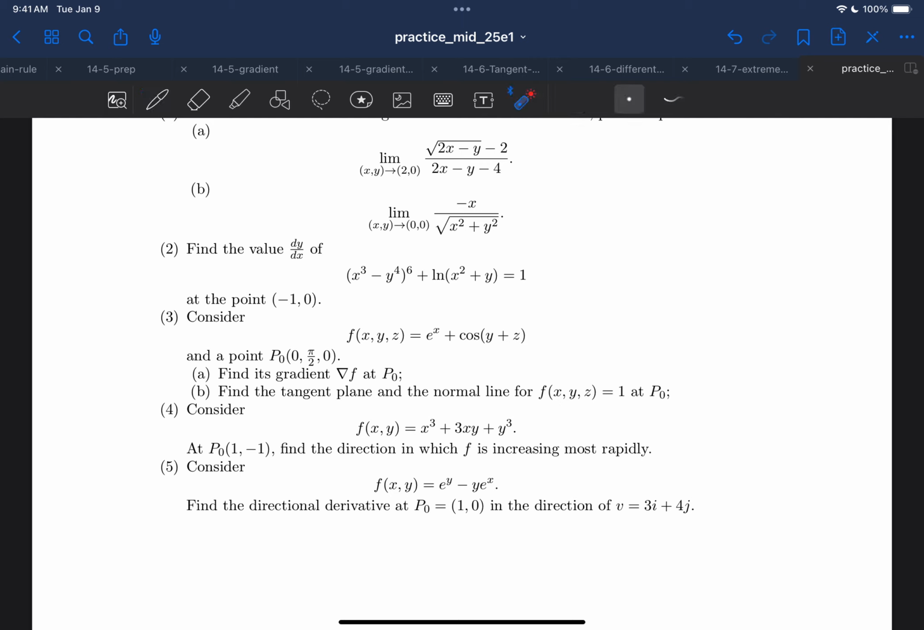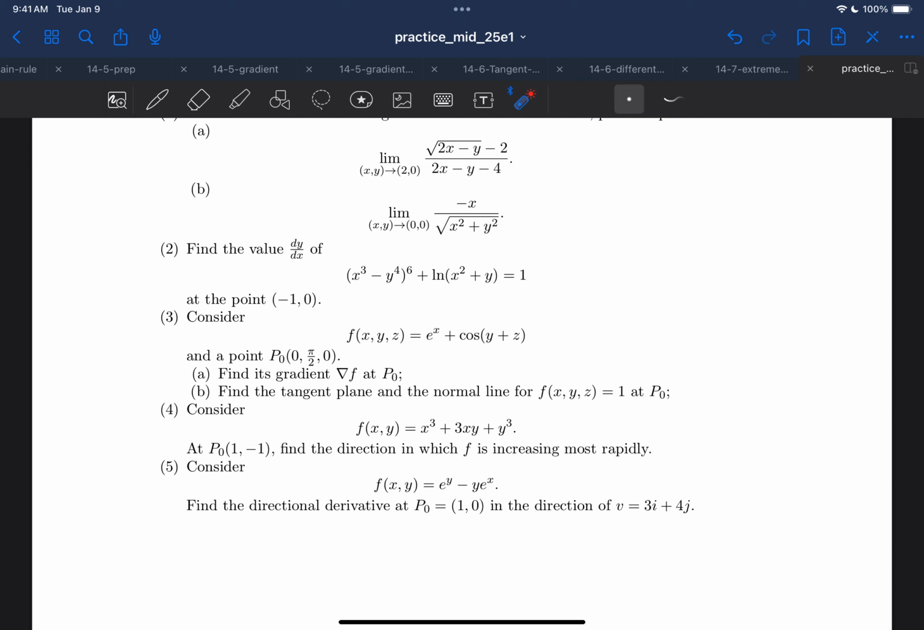Now we're looking at number 3. The function is given by a function of 3 variables, and the graph is 4-dimensional. It is given here, and the target position is (0, pi/2, 0), which stands for x, y, z. Now we want to find the gradient of f, which means fx, fy, fz, and find the tangent plane and normal line.